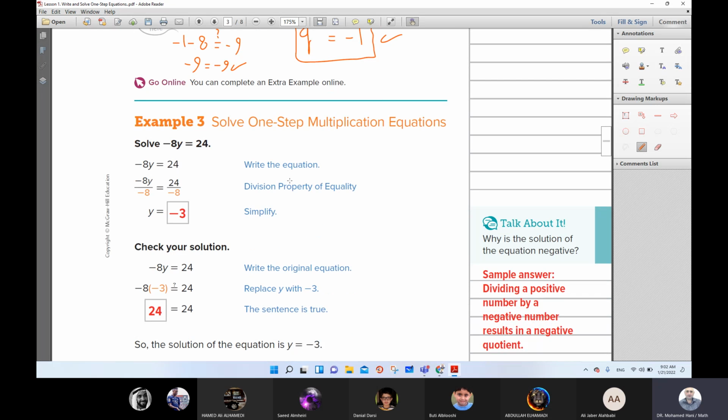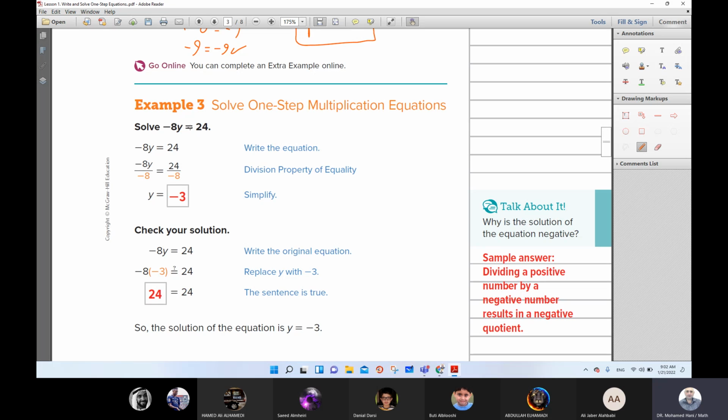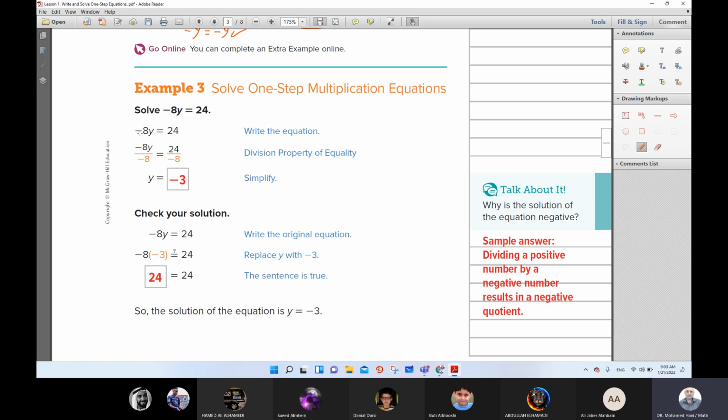Solve one-step multiplication equation. Solve negative 8y equals 24. Rewrite the same equation, negative 8y equals 24. We want to remove negative 8 to keep the variable alone. What is the operation between negative 8 and y? Multiply. So to remove negative 8, you can divide the two sides by negative 8. So divide the first side by negative 8, divide the second side by negative 8.